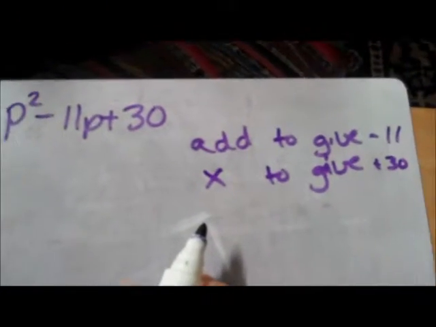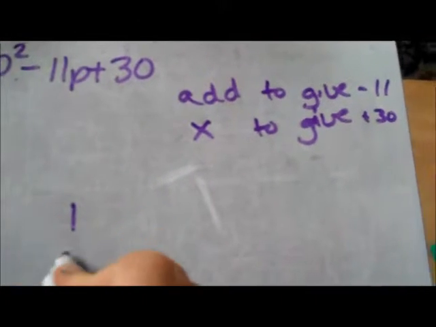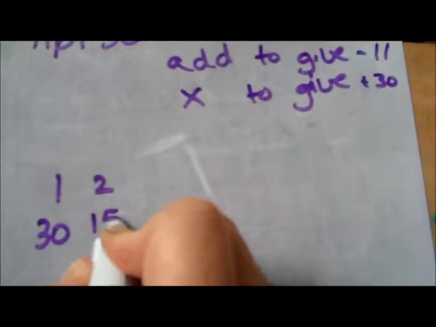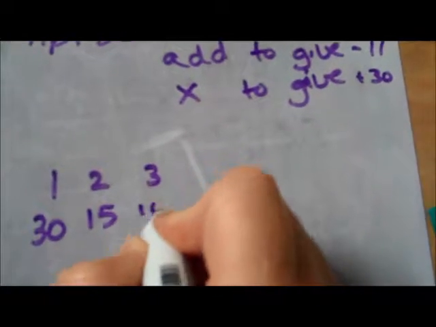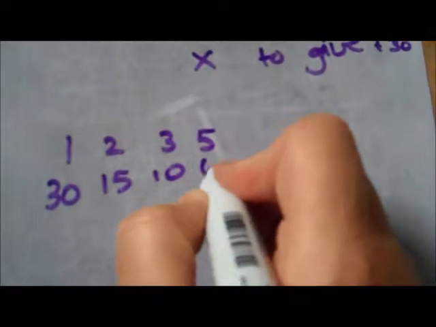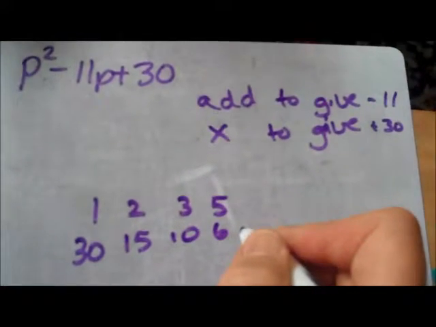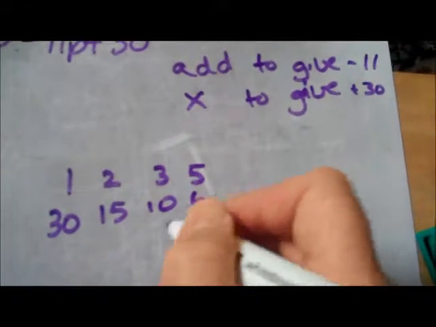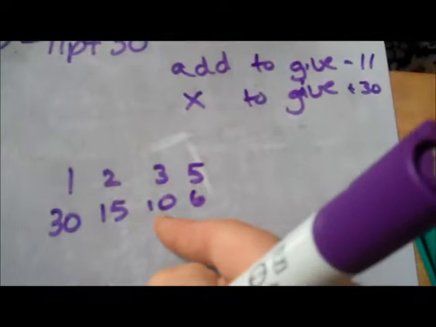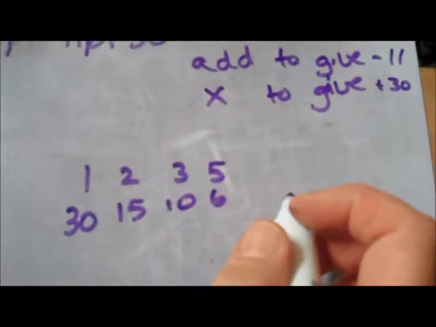Alrighty, so let's have a look. Let's think about it. 30, so I could have 1 and 30. I can have 2 and 15. I can have 3 and 10. Can I have 4? No. Can I do 5? Yep, 5 and 6, which means I could do 6 and 5. What about 7? 8, 9, 10, 11, 12, 13, 14, 15. I'm halfway, so now I know that I've got them all.